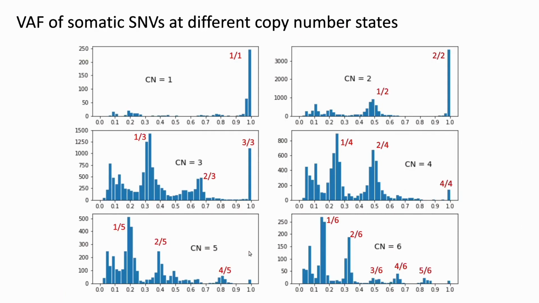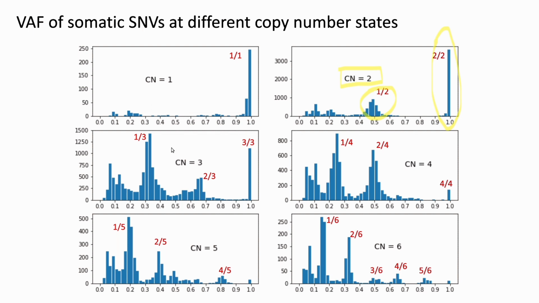This slide shows another way to represent the same thing. We group all the somatic mutations in regions of different copy numbers into each single histogram. Their peaks are consistent with their copy number states. For example, this subfigure on the right shows the VAF histograms for somatic mutations in regions where the copy number is 2. You can see peaks at 2/2 and another peak at 1/2.